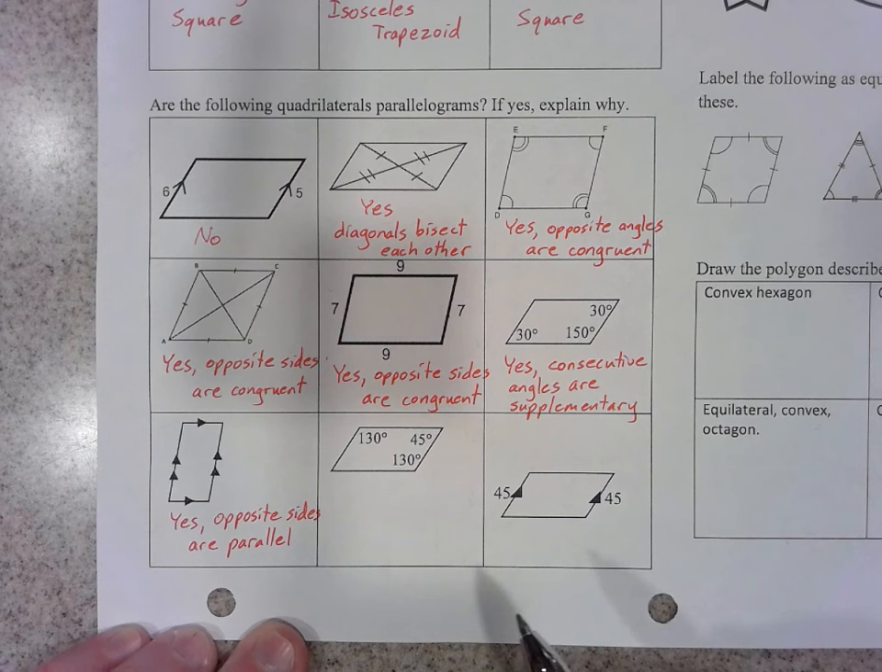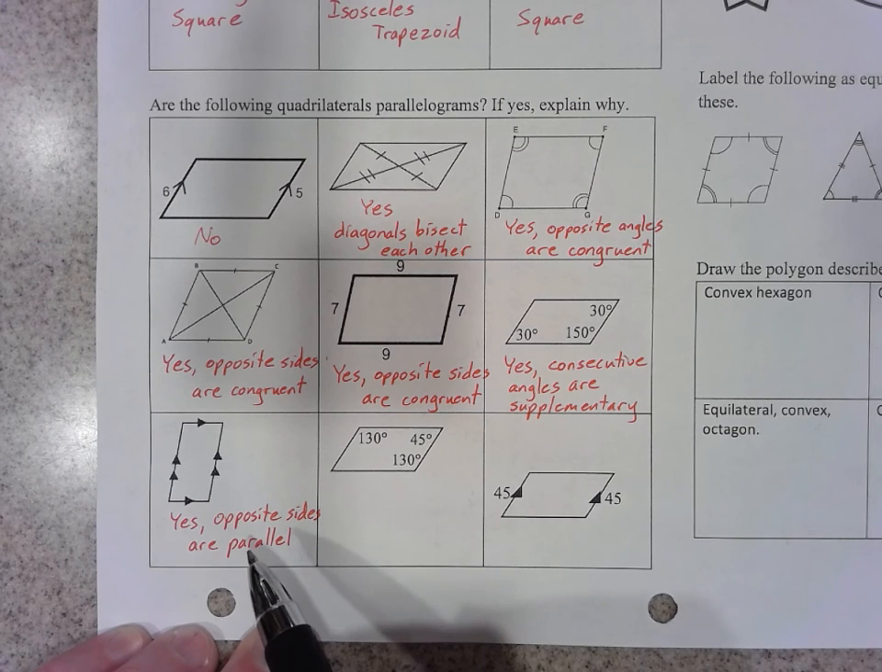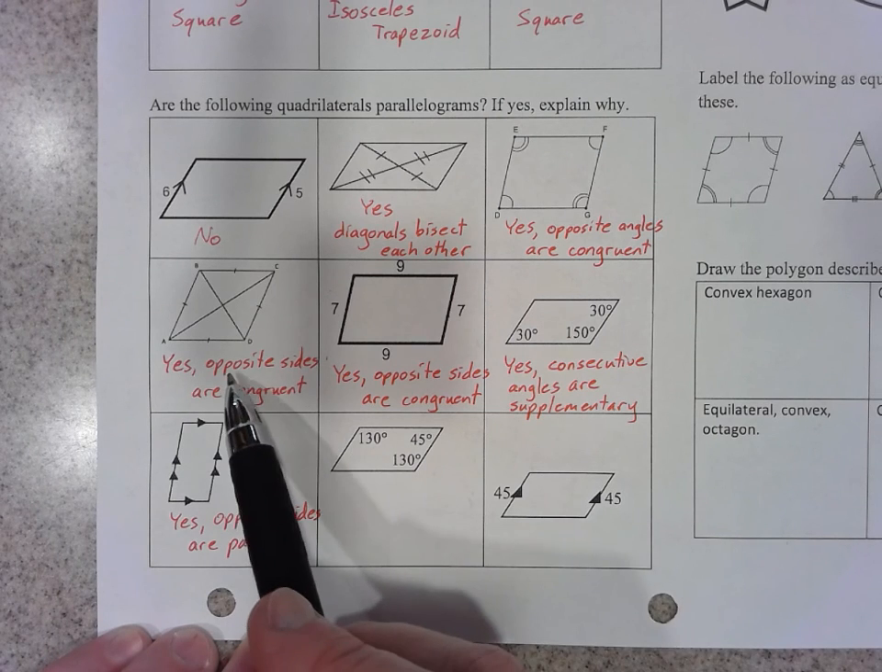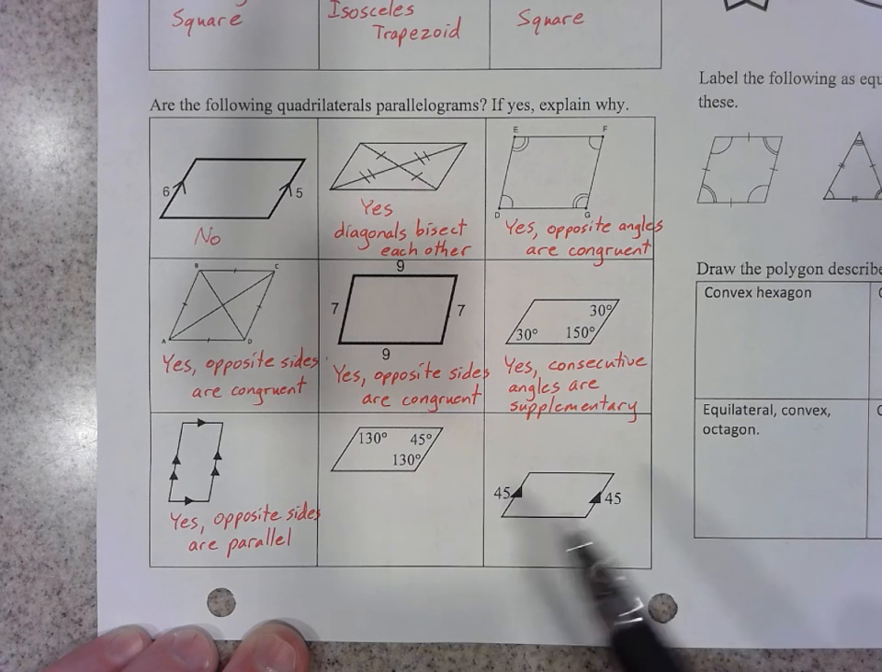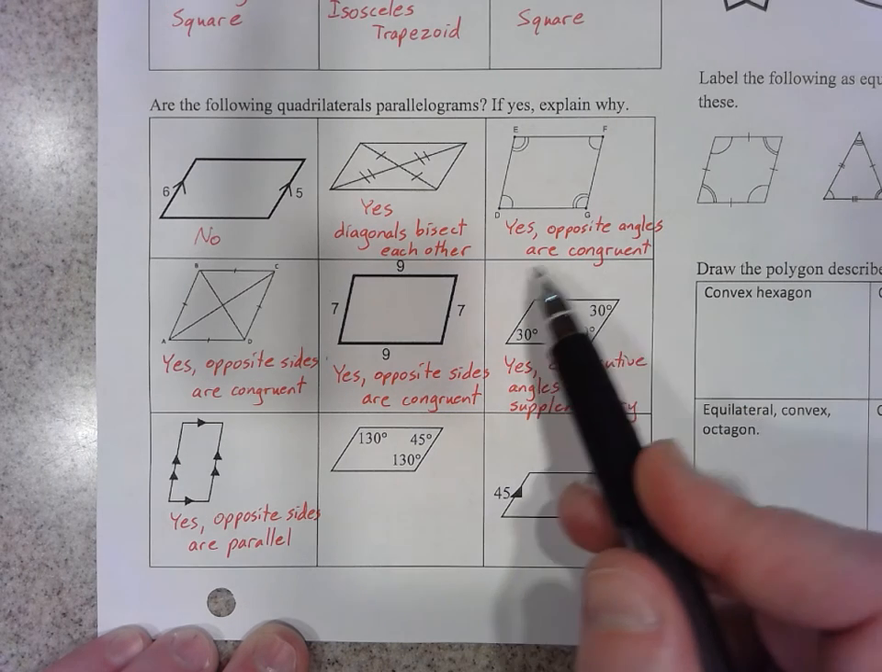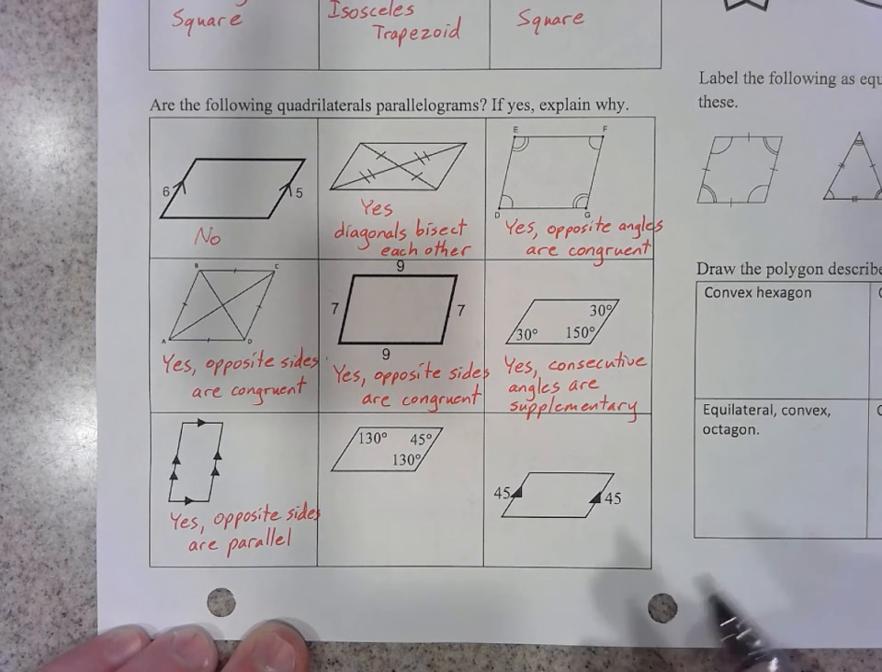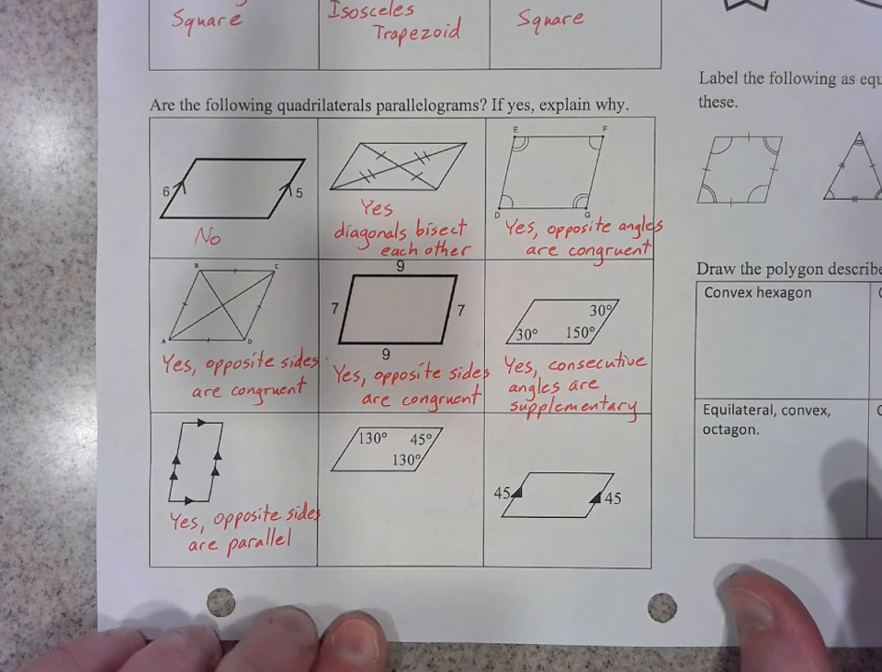If I had more space, I would probably write that I had two pairs of opposite sides that are parallel, two pairs of opposite sides are congruent, two pairs of opposite angles are congruent. That would technically be a little bit better answer.